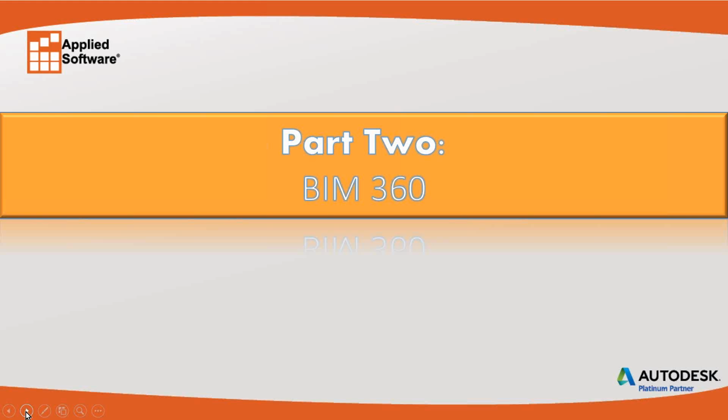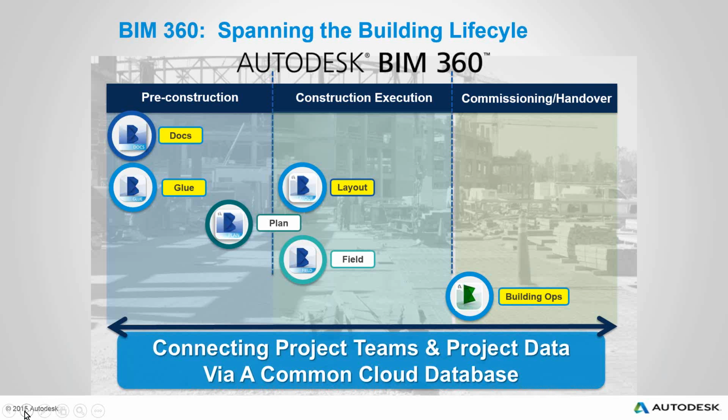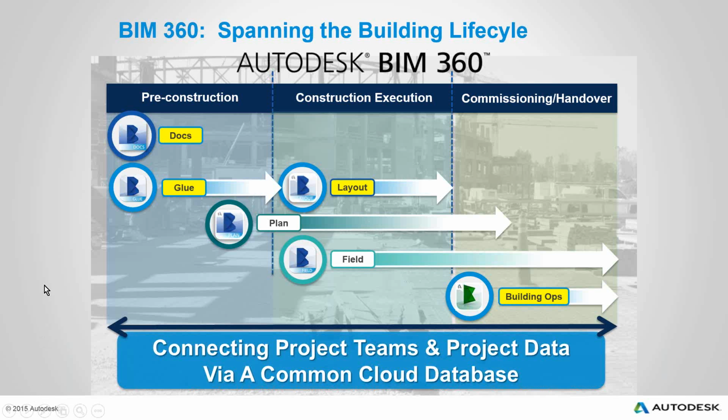Let's talk about part 2. BIM 360. Another very important part of BIM 360 is spanning the building life cycle. This is where it really comes into play of everything that is important for you. All the different aspects of BIM 360 include BIM 360 Glue, Layout, Field, Plan, Building Ops, and finally Docs. The ones that are in yellow, I'm going to focus on because these I really feel are really specific towards FM. Docs, Glue, Layout, and Building Ops. So let's take a look at those.